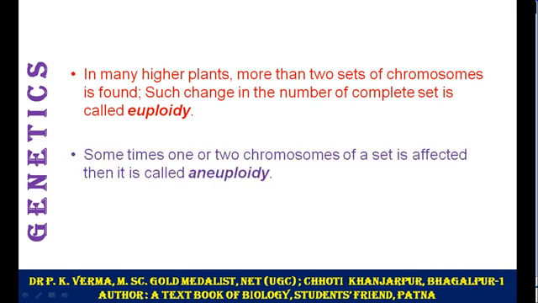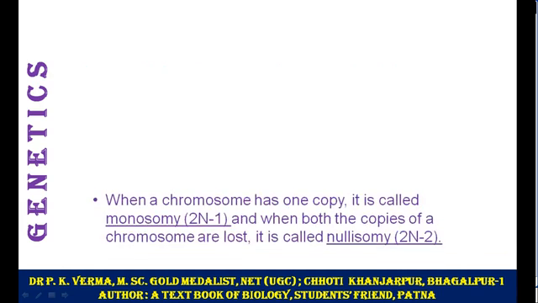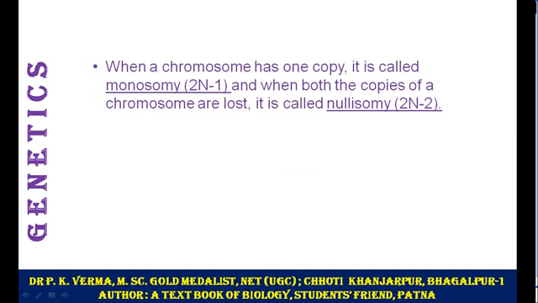Sometimes only a few, one or two chromosomes of a set are affected, not the entire set. So in place of 2n, the number may be 2n-1, 2n-2, or two different chromosomes are absent, so 2n-1-1, or an increased number, 2n+1, 2n+1+1, or 2n+2, etc. In this condition, it is called aneuploidy.